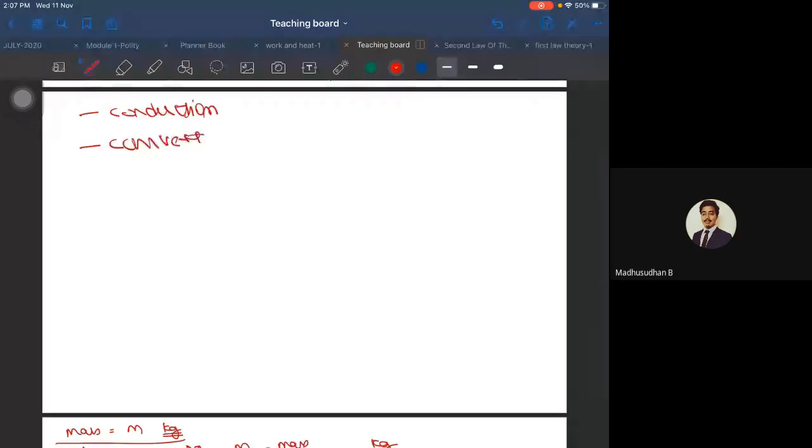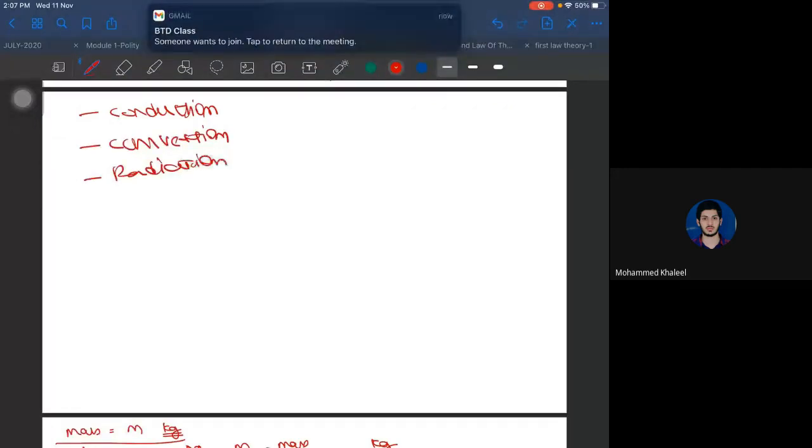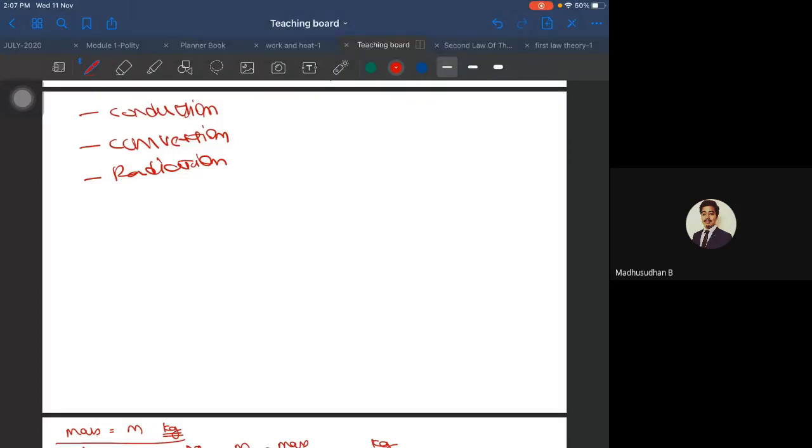Very good, I am happy. So conduction, convection, and radiation are the three different forms of heat transfer. We shall see what is conduction, and we shall see what is convection and radiation.